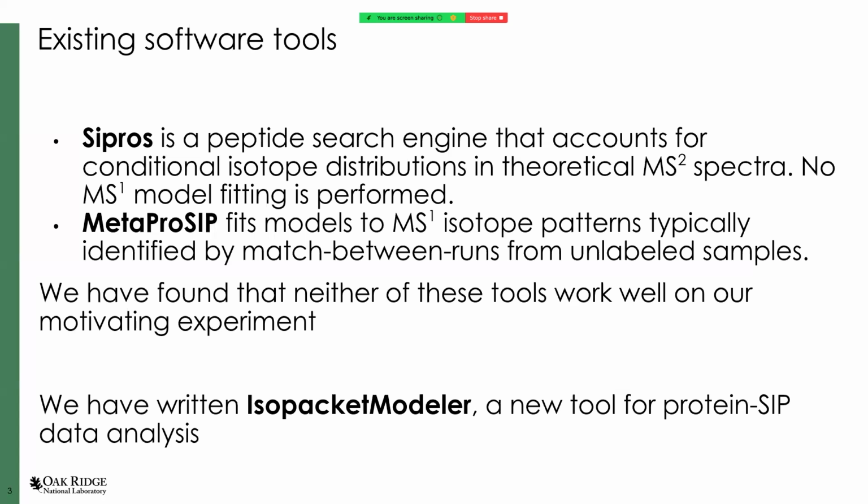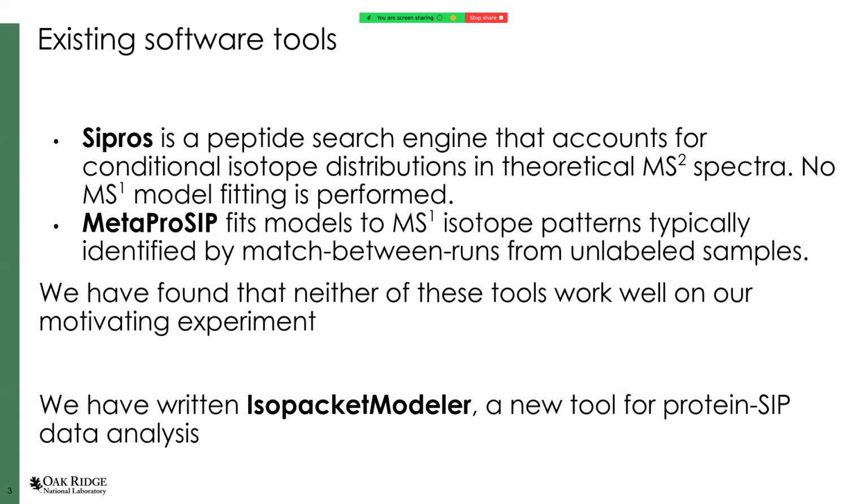There are some existing software tools for analyzing these sorts of data. Cypros is a peptide search engine that allows you to match peptides to MS2 spectra. Unlike other peptide search engines, it's capable of accounting for peptides that have heavy labels incorporated in them. MetaProSIP fits isotope incorporation models to MS1 isotope patterns and uses identifications taken from unlabeled control samples.